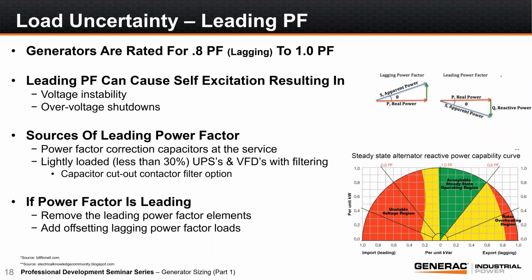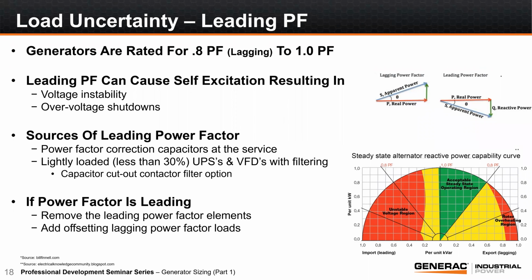Generators are rated for a limited power factor range, generally between 0.8 power factor and 1 power factor when the current is lagging the voltage.